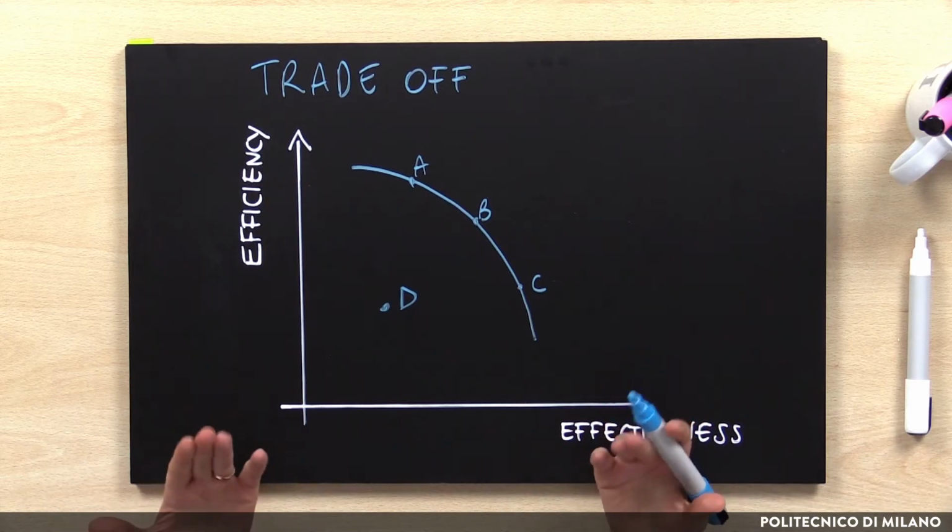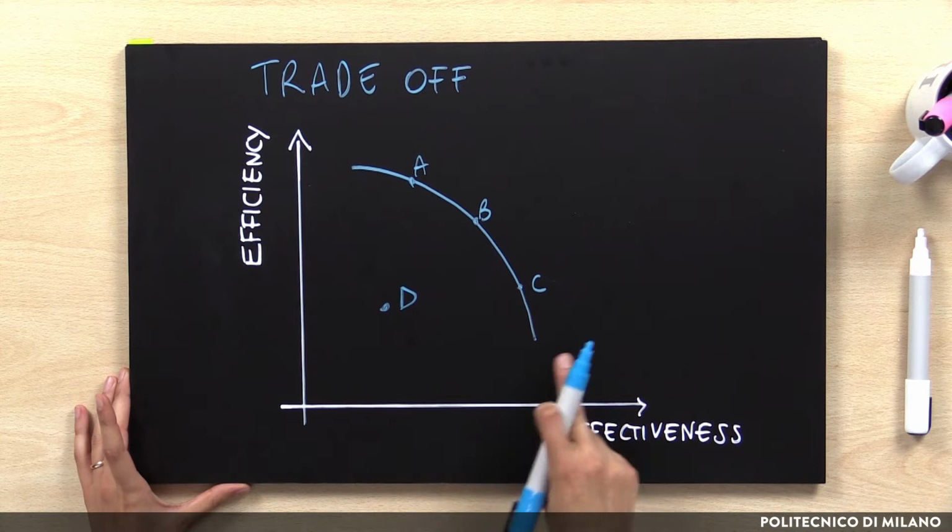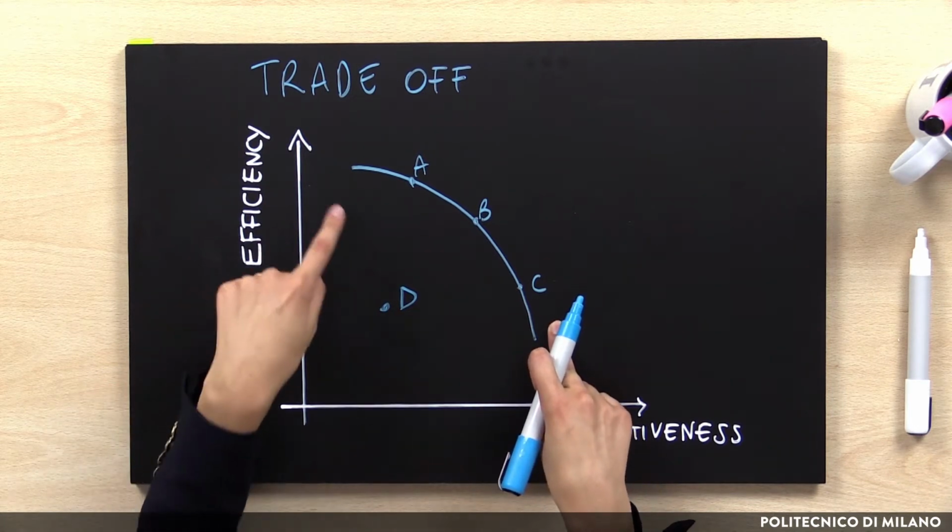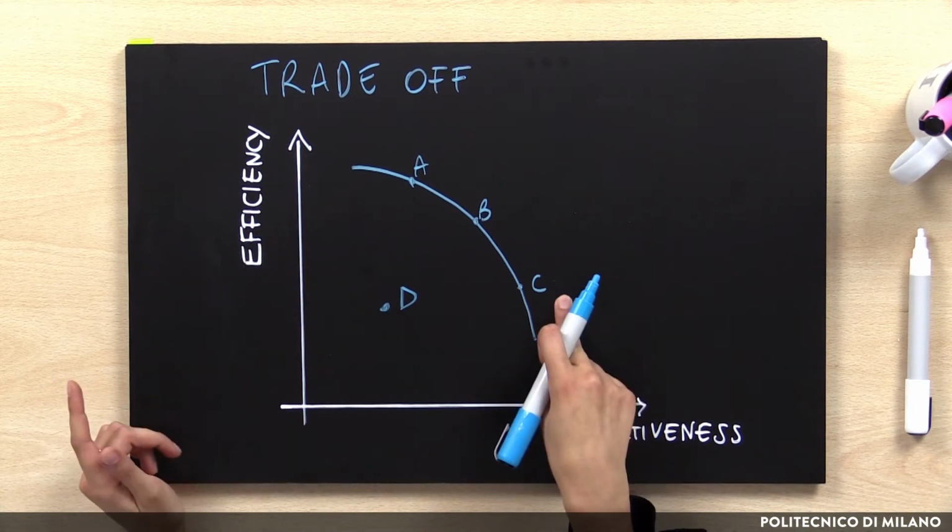So, first of all, we must be sure that the process is operating within the optimal curve. Second, we must check which are the strategic priorities of a company. For example, a textile company working for a high luxury fashion brand may decide to position itself on the curve so as to maximize effectiveness and not efficiency, such as the C case.